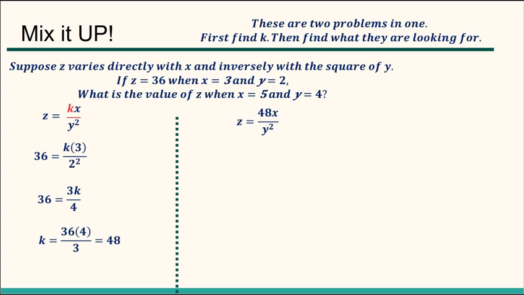All right, so this is our equation. Now we have to find the value of z when x is 5 and y is 4. So plugging in x is 5 and y is 4, I get z equals 48 times 5 over 4 squared. Crunch in those numbers, I get z is 15, and I'm done.